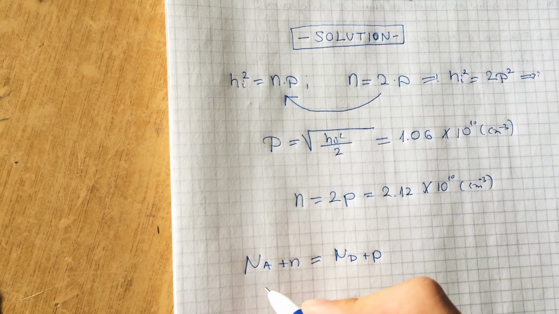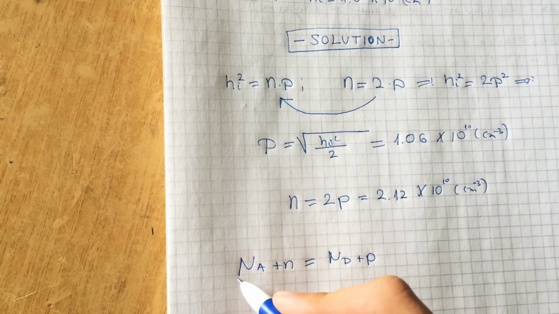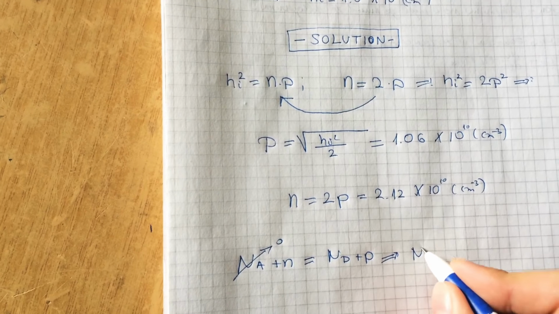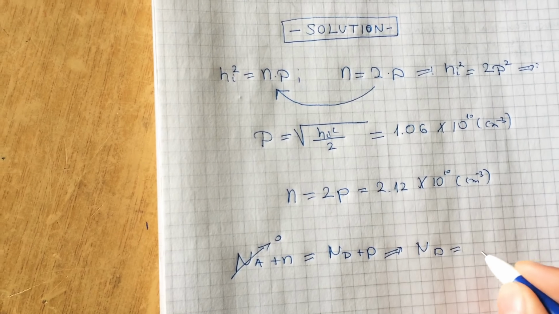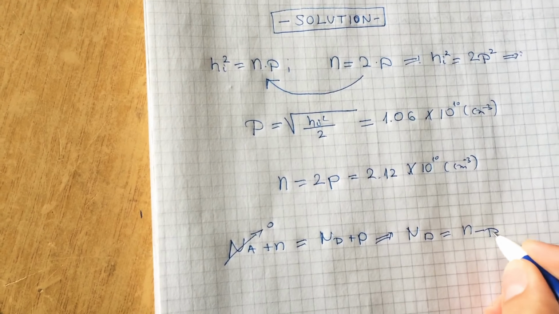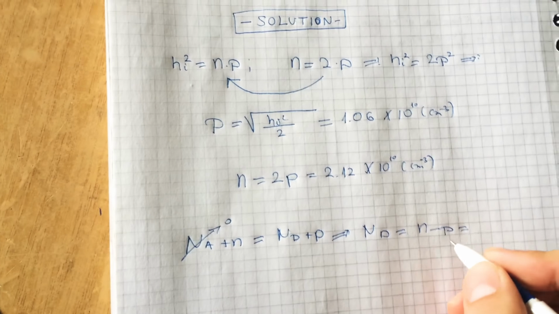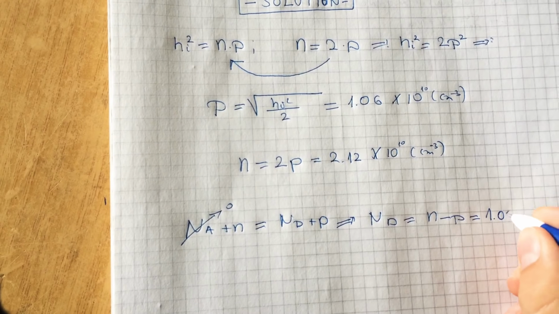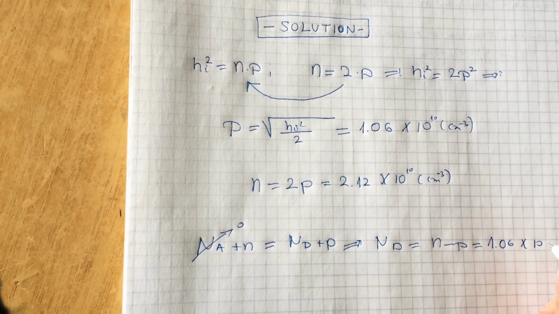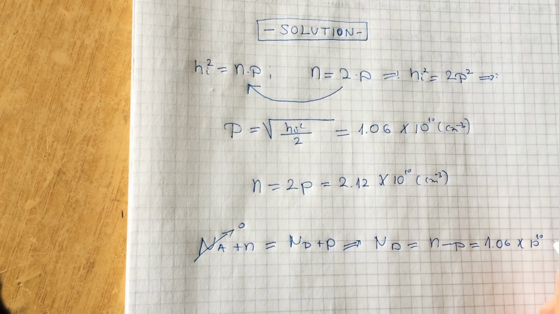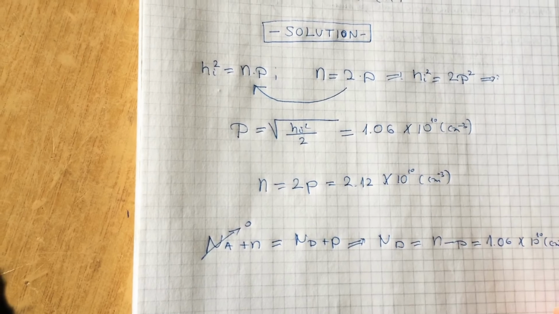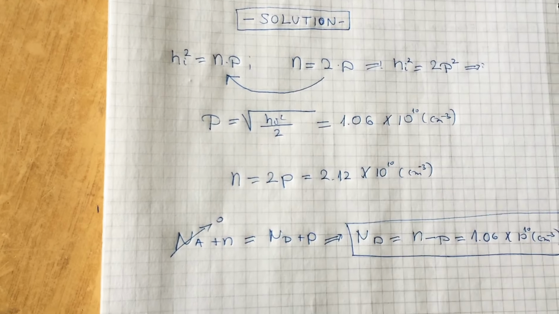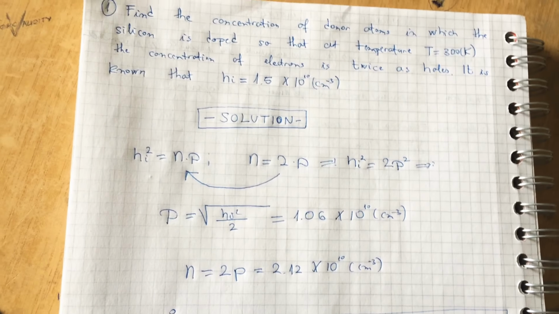In the moment it says it's doped with the donor atoms, the Na goes to 0, and we can find that Nd equals N minus P, and if we substitute the values, we find that Nd equals 1.06 times 10 to the power of 10 per centimeter cube. So this is the value of those donor atoms from the information given above.